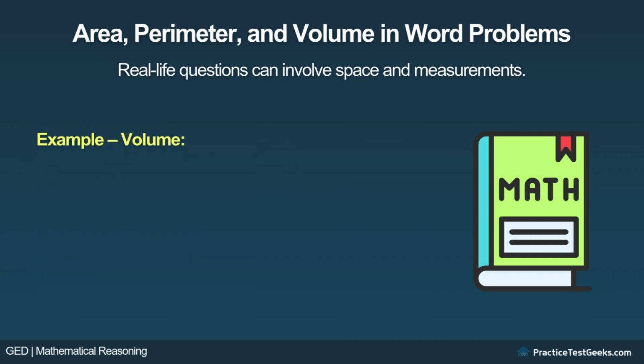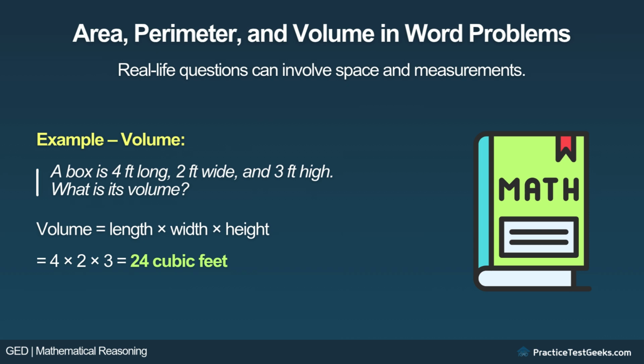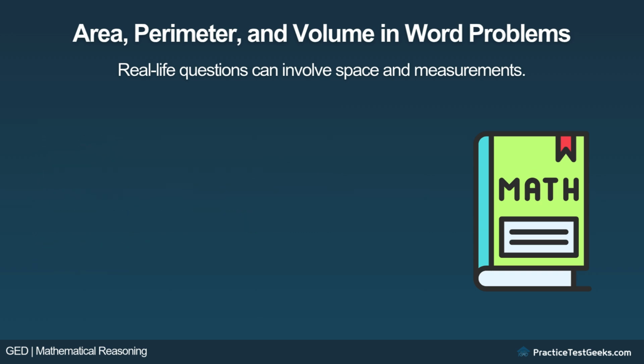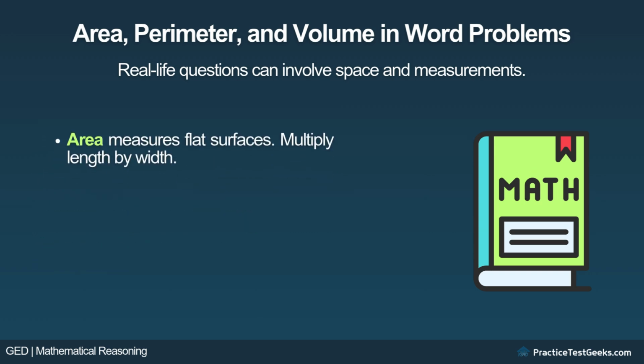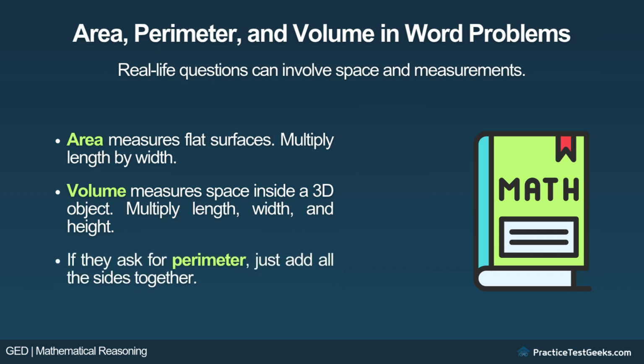Example: volume. A box is 4 feet long, 2 feet wide, and 3 feet high. What is its volume? Multiply all 3 dimensions. 4 times 2 is 8. 8 times 3 is 24 cubic feet. Quick reminder: area measures flat surfaces. Multiply length by width. Volume measures space inside a 3D object. Multiply length, width, and height. If they ask for perimeter, just add all the sides together. Always double-check the units. They're part of the answer.